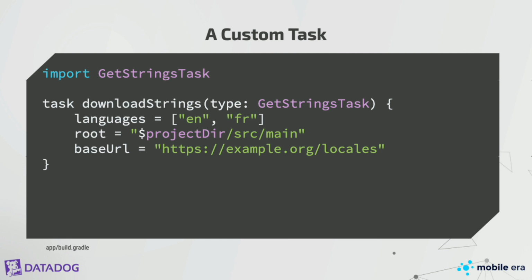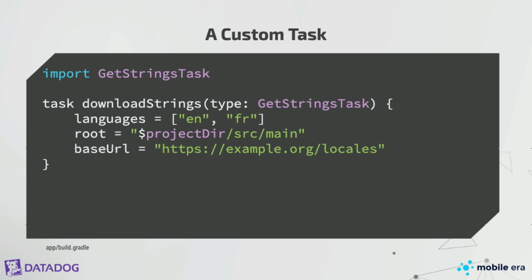The root folder is going to be my project directory /source/main. And my base URL is going to be example.org/locals or whatever, wherever your strings.xml files are online. So this is fine. Problem is you still have some things that you have to put by hand and they won't change, like this here. For any project, it's going to be automatically the project dir/source/main, and you still have to create the task yourself.